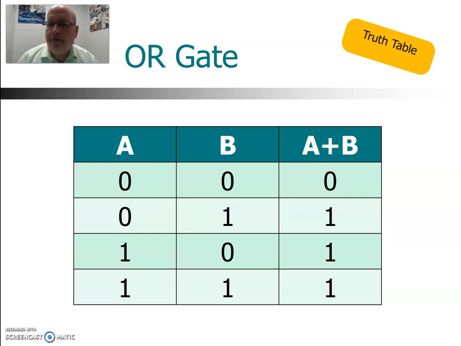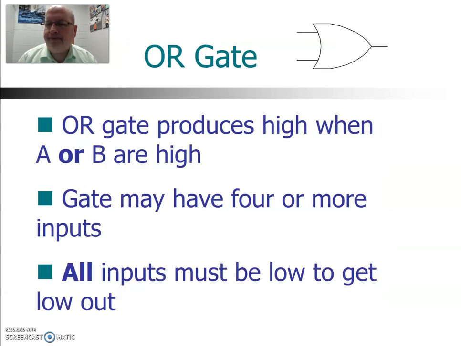You get a low when both of those are low. Notice the symbol there, A plus B, that represents the Boolean addition. So OR gate gives you Boolean addition. And you may have seen for the AND gate, instead of a plus there, we had a little dot that indicates multiplication. So the AND gives you Boolean multiplication, the OR gives you addition.